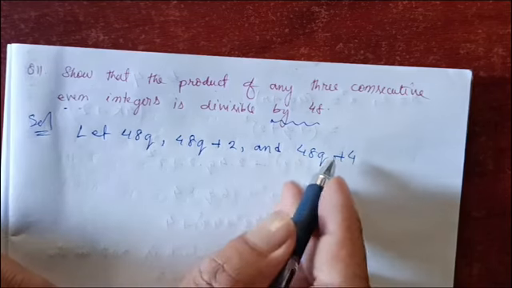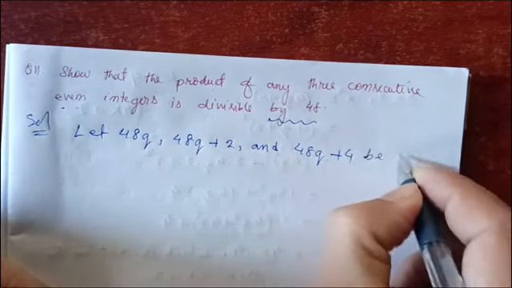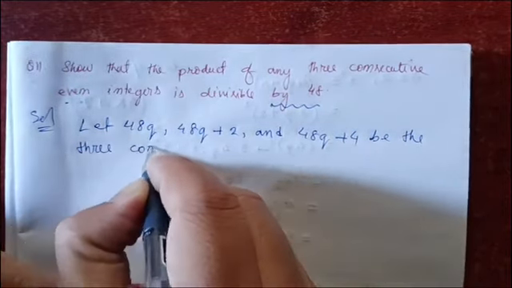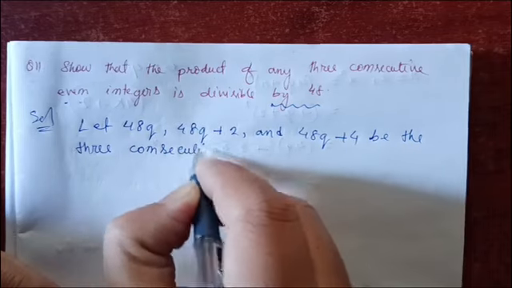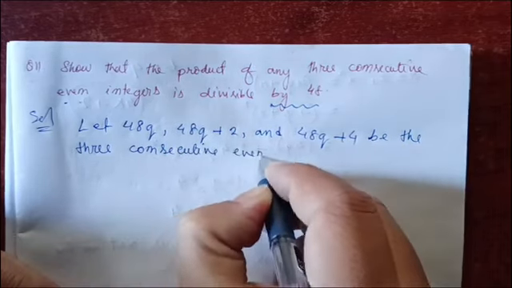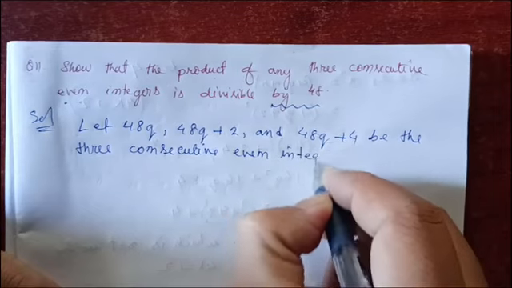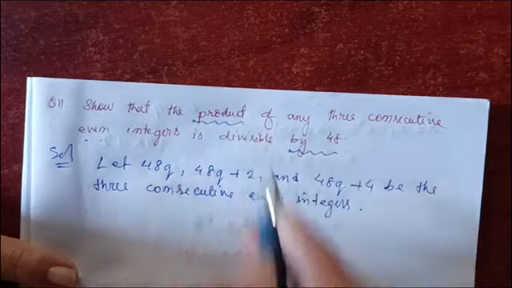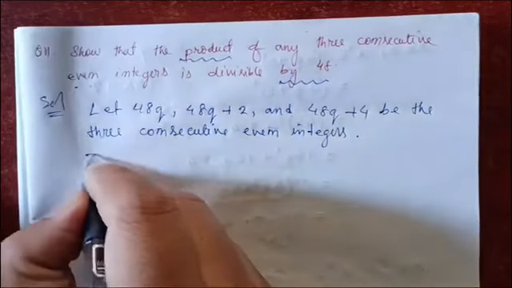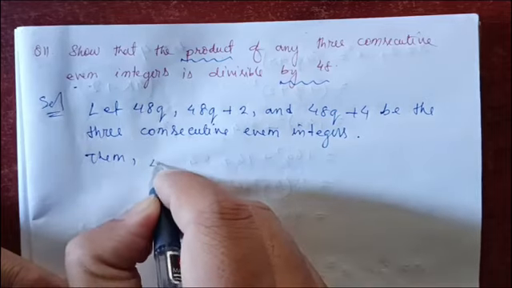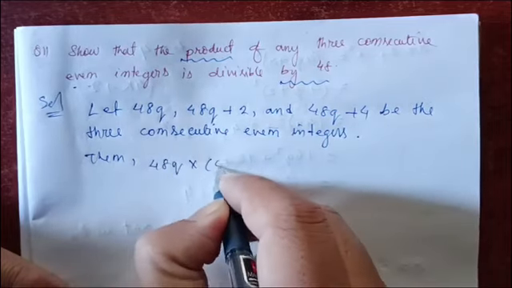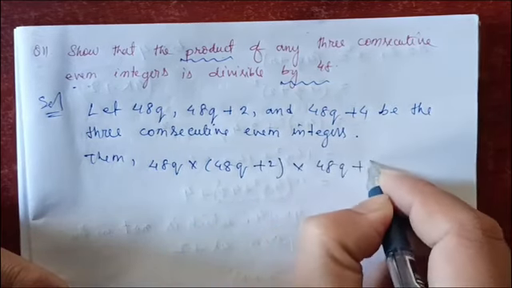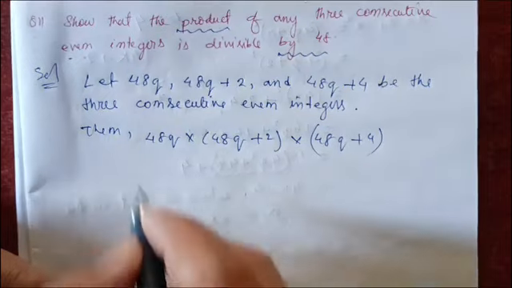So let 48q, 48q plus 2, 48q plus 4 be the three consecutive even integers. All right, then the question says product, find the product. Then let's do the product. 48q will be multiplied with 48q plus 2 and 48q plus 4. Okay, now let us multiply.